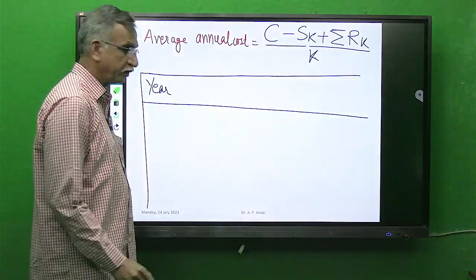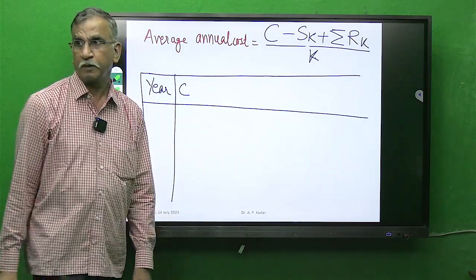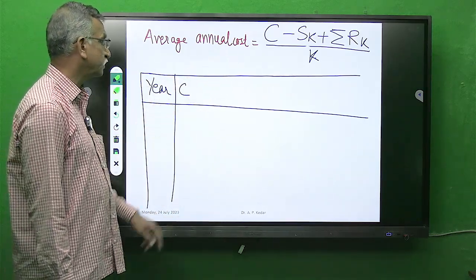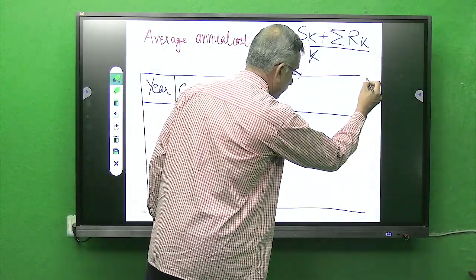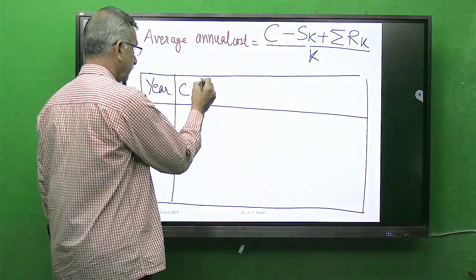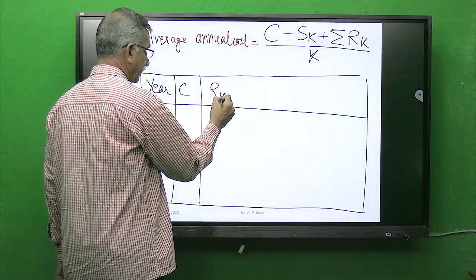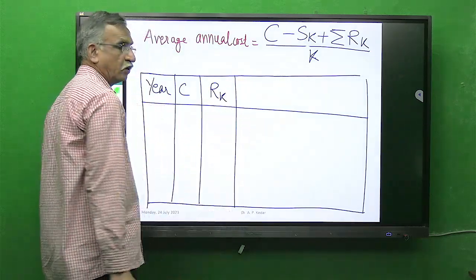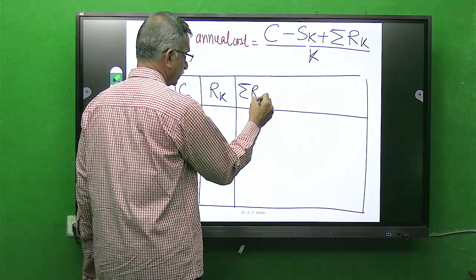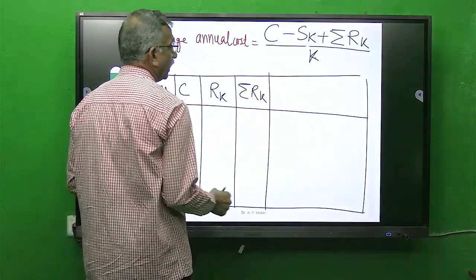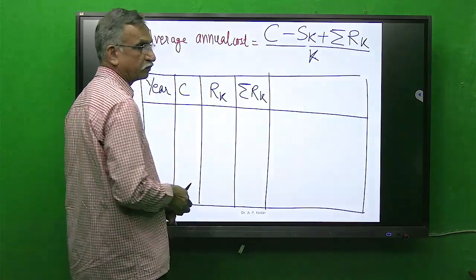Very first column will be year, followed by value of C, followed by value of C that is given, followed by write-up of RK, then followed by summation RK. See, what I am doing is, I am just breaking this formula in different columns.